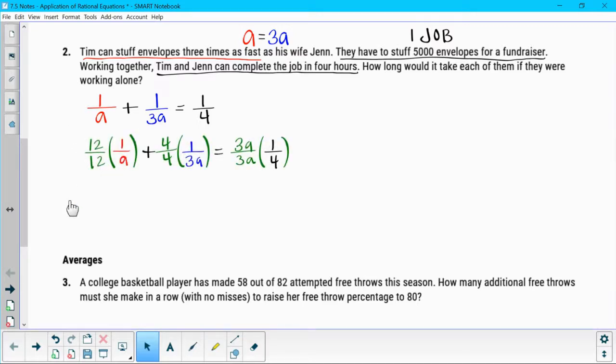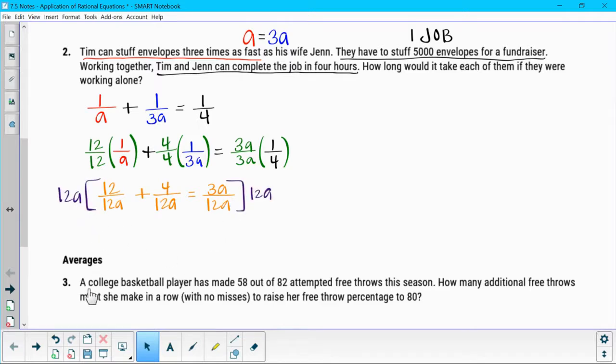Common denominator is going to be 12a. So I add in a 12 over a 12, a 4 over a 4, and a 3a over a 3a to give me 12 over 12a plus 4 over 12a equals 3a over 12a.